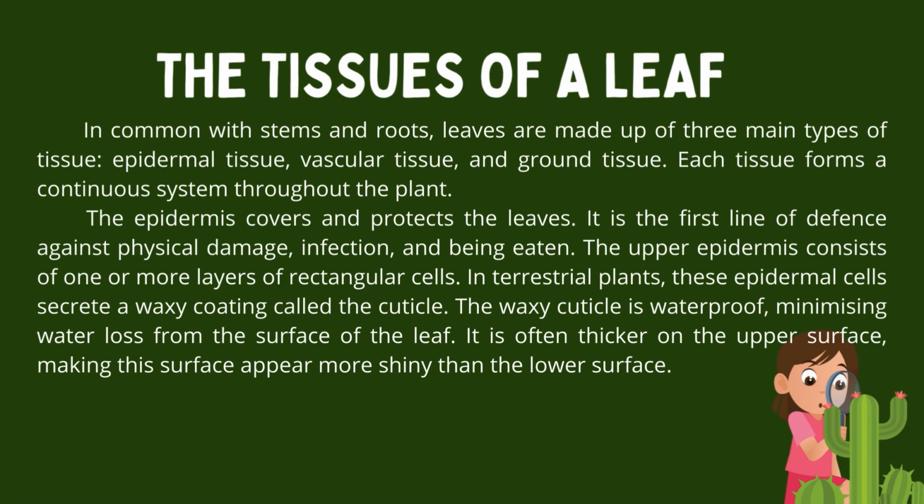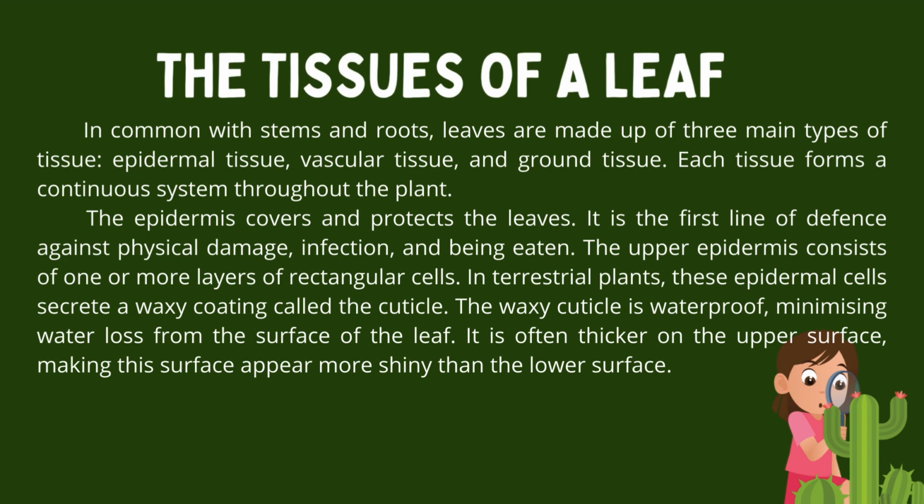The epidermis covers and protects the leaves. It is the first line of defense against physical damage, infection, and being eaten. The upper epidermis consists of one or more layers of rectangular cells. In terrestrial plants, these epidermal cells secrete a waxy coating called the cuticle.